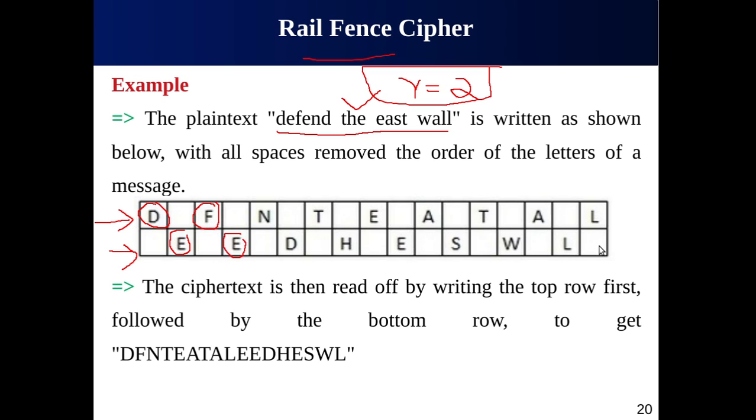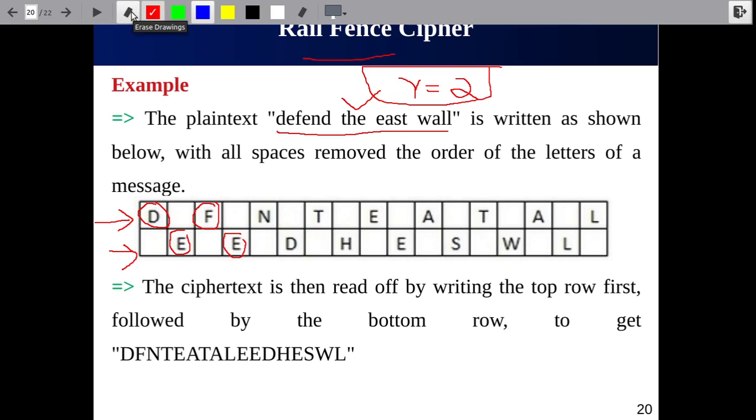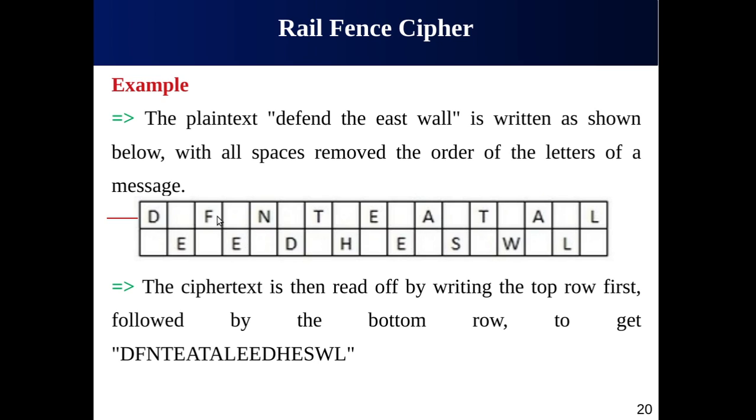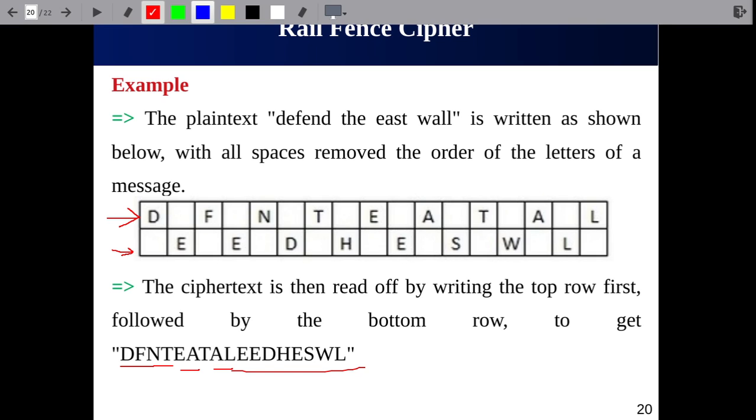Once you finish writing the plain text, the next step is to convert it into ciphertext. And for that, you have to read this message line by line. So if you read the first line, it will give you D, F, N, T, E, A, T, A, L, which is in an understandable form. Once you finish reading the first line, read the second line, and that's it. So the cipher is read off by writing the top row first, followed by the bottom row, and it will give you the required cipher text. So you see here, we do not replace the letters with other letters. We actually jumble the letters. We change the positions of the letters in order to get the required ciphertext.